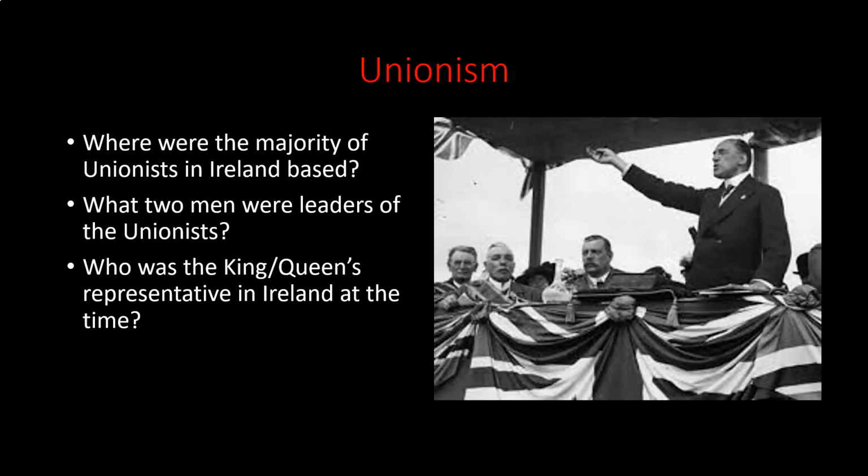Ireland, the entire island, is ruled directly from Westminster. And unionists want this to stay that way. They like this. They believe in this. The majority of these unionists are based up in the northeast of the country around the Belfast area, and this is one of the reasons why that area has now become Northern Ireland and is still part of the United Kingdom. The majority of unionists are based up there, but they want the entire island.